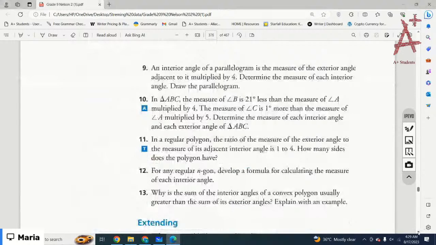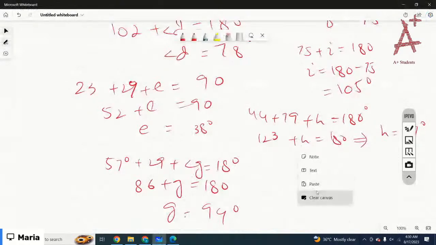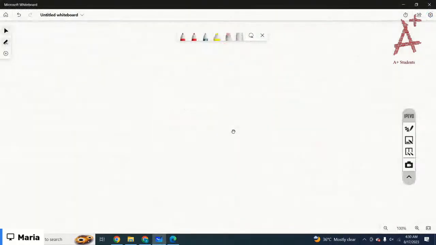Okay, let's suppose we draw the parallelogram. So we know that the straight angles sum up to 180 degrees, right? So that interior angle is 4 times angle x, right? That is 4 times the size of the exterior angle. That means the exterior angle is angle x.